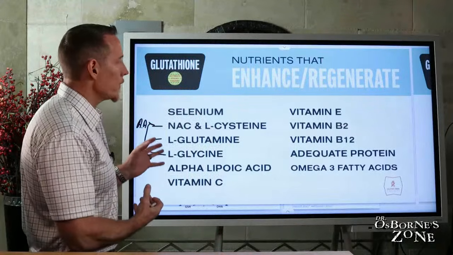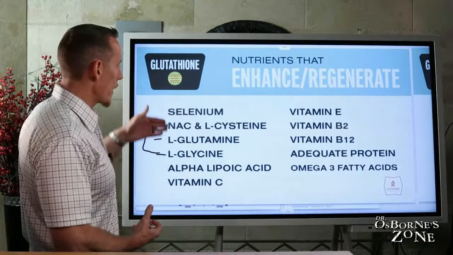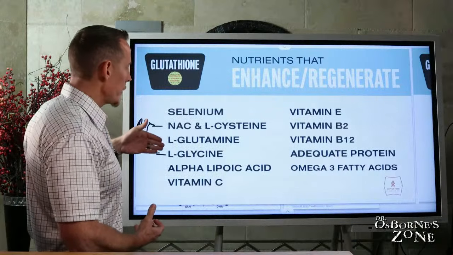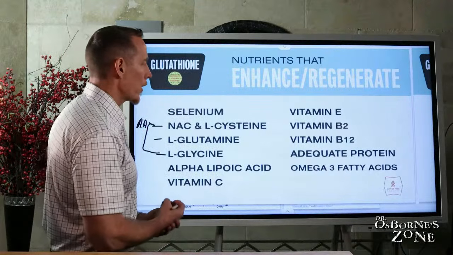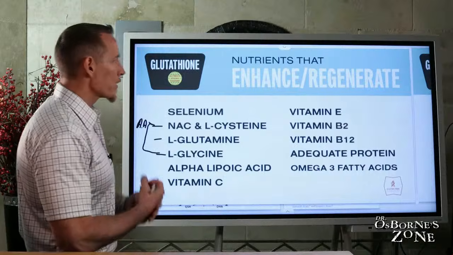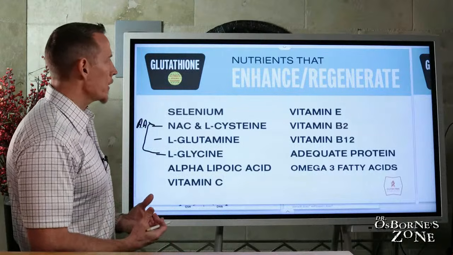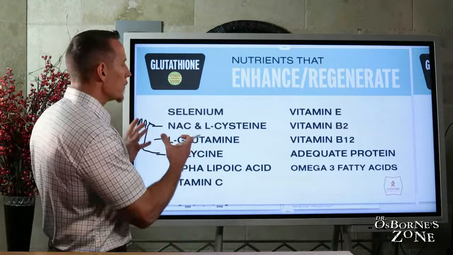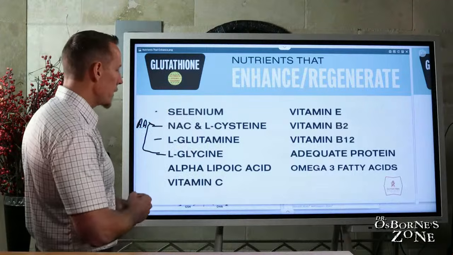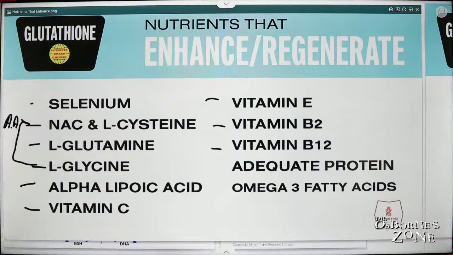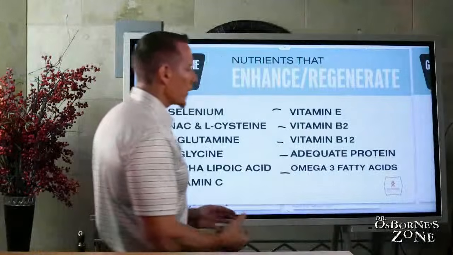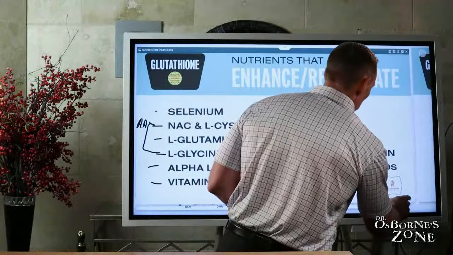But in order to do that, it doesn't just require these three amino acids. Glutathione can be regenerated. There's a number of other functions that are important for the preservation and the regeneration of glutathione, and that's what these nutrients here are. So you can see selenium and alpha lipoic acid, vitamin C and E, vitamin B2, B12, adequate protein, and omega-3 fatty acids are all necessary to help glutathione work and to regenerate glutathione.